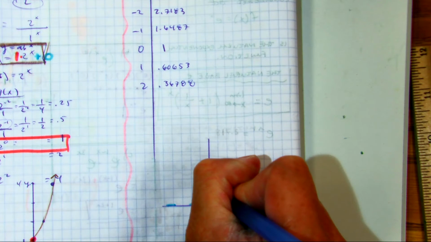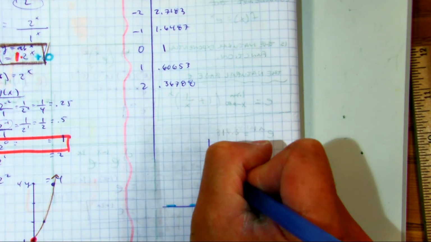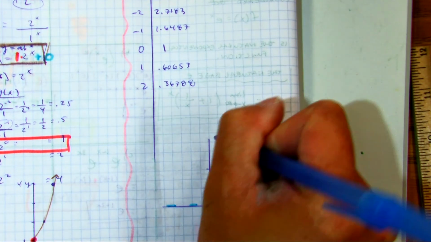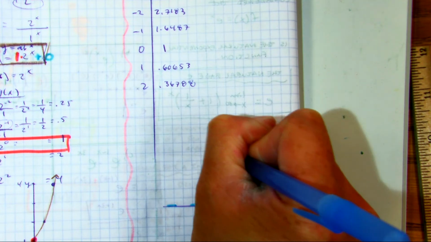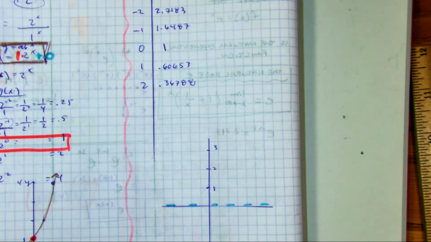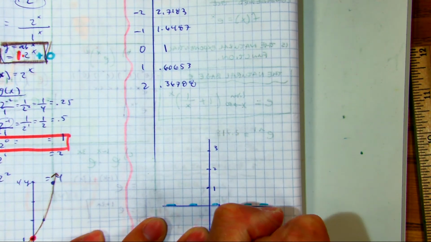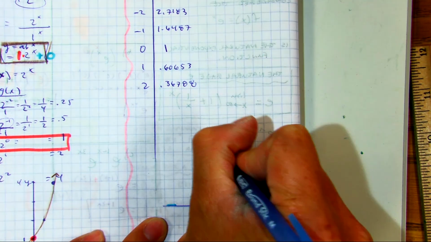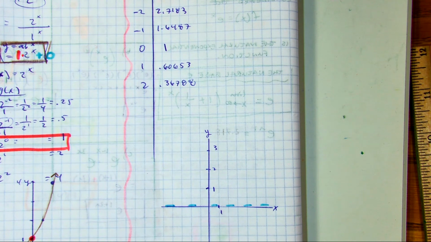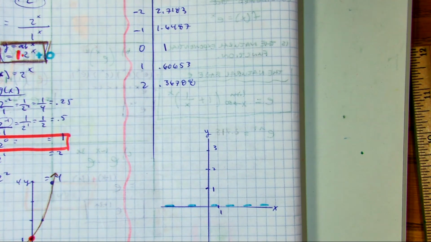This is what I'm choosing. 1, 2, 3. And then I'll just count by ones. The x's and the y's. Let's go ahead and graph it.